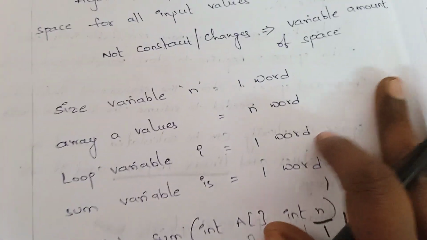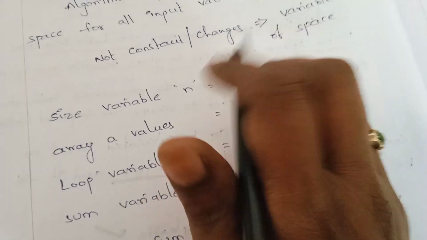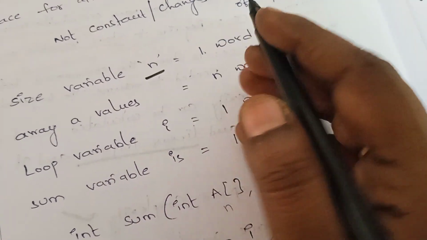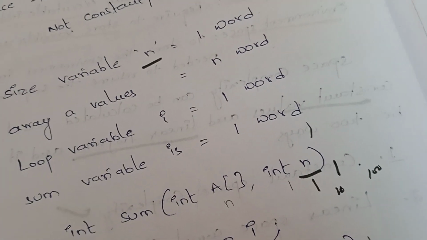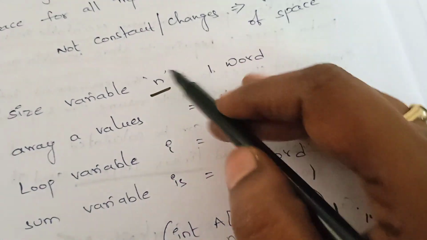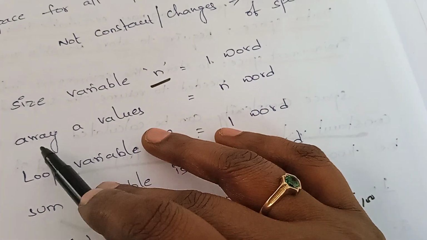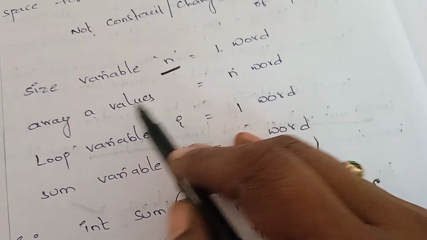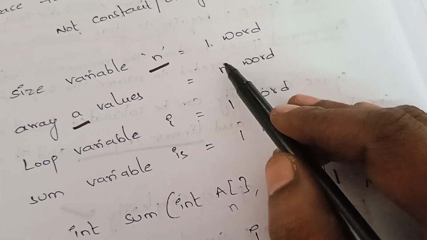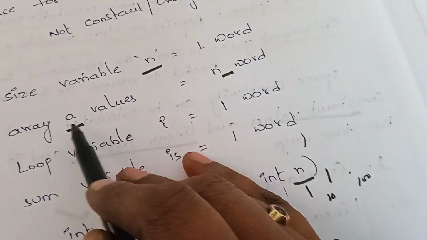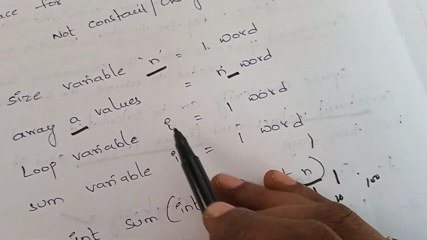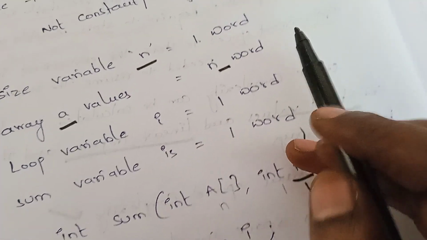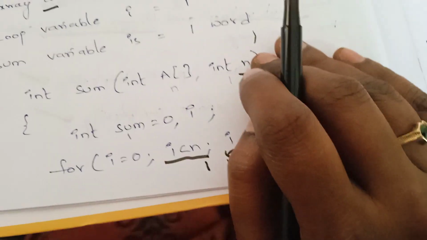Now for clarity purposes I am giving this chart. When the size is n, it takes one word. Most of the time we'll have an input of size n, so that n is one word. When you have array a values, the memory space required to store this a is n. Here don't give i for 1, give it for n. Okay, now I'll clarify this one.